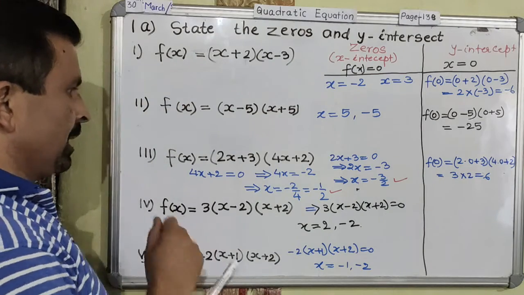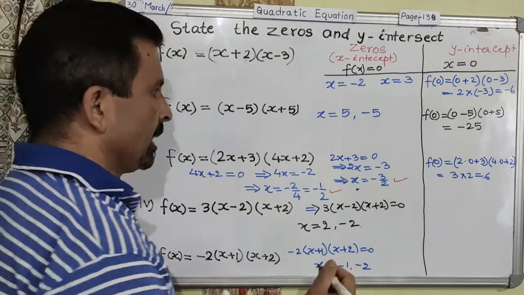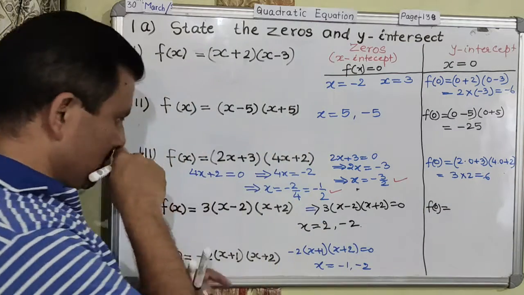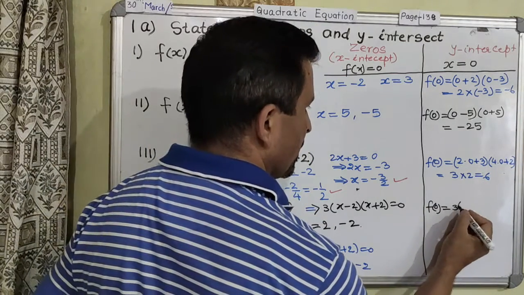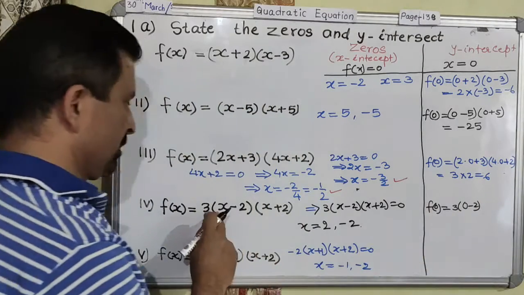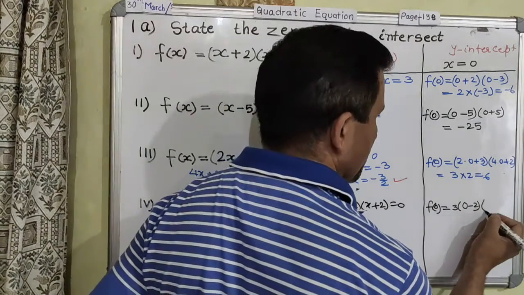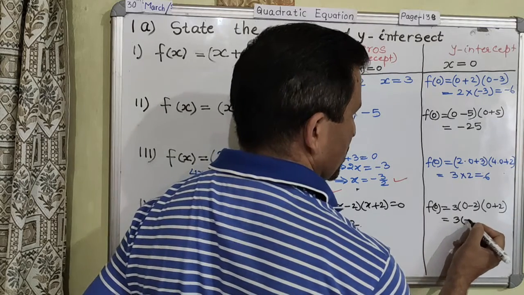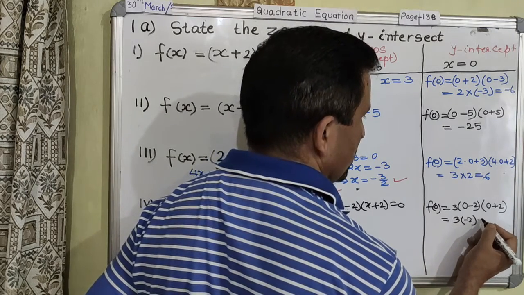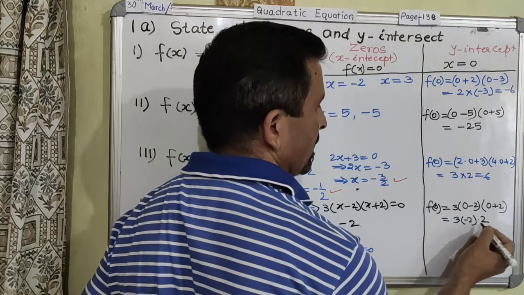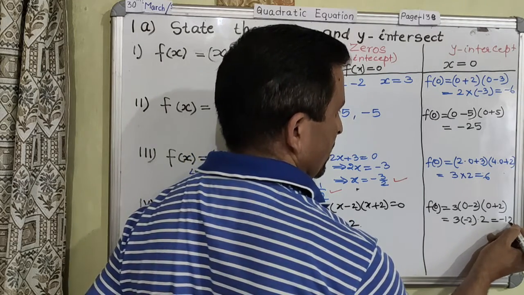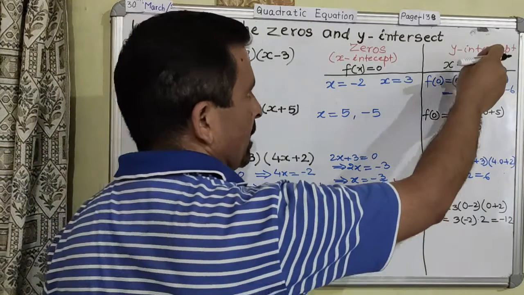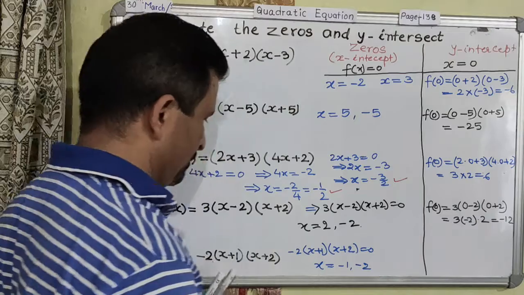Clear? Now for equation number 4, let us find the y-intercept. Again every time x is equal to 0. Now put it here: 3 into (0 minus 2) into (0 plus 2) into (0 plus 2). This is 3, this is negative 2 and this is positive 2 into 2. So 3 times 2 is 6, 6 times 2 is 12, and because the product is negative, it is minus 12. So for equation number 4, your y-intercept is the pair 0 and minus 12.